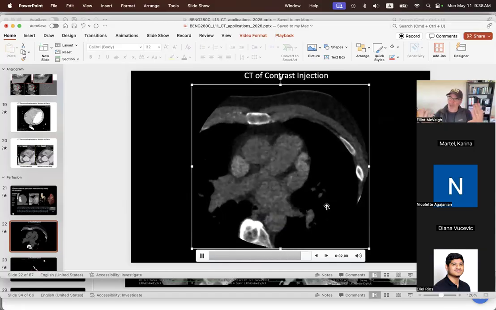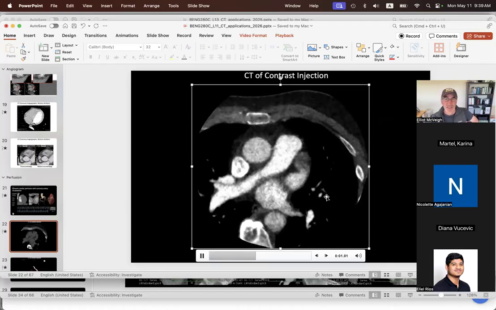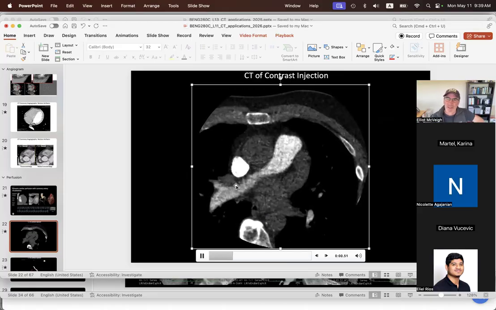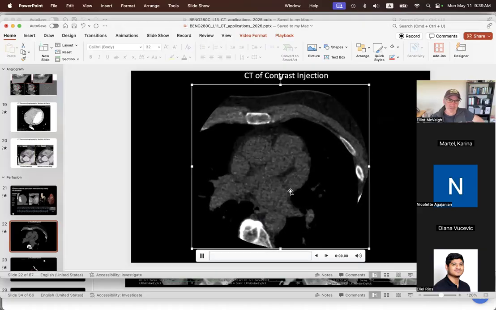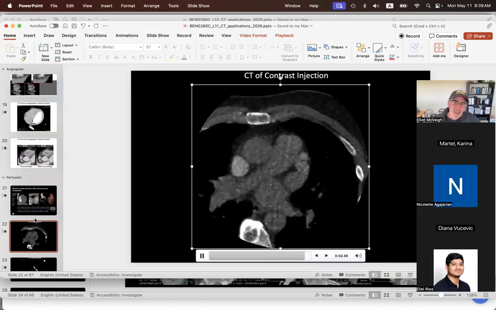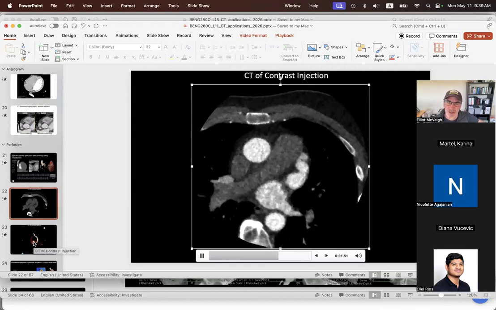And so the timing of all these events can be measured. This movie that we're seeing here is occurring over about 25 heartbeats, something like that, maybe even 40 heartbeats because we're skipping some. And we can see the contrast dynamics in different chambers. So ideally, we would be able to look at contrast dynamics in the myocardium.